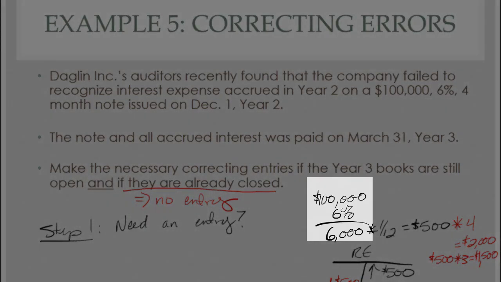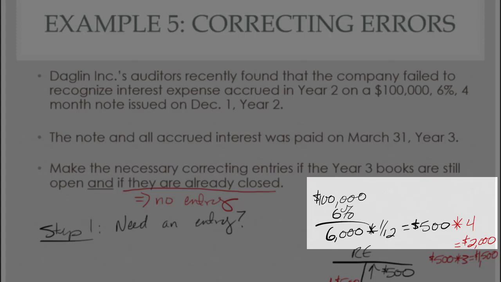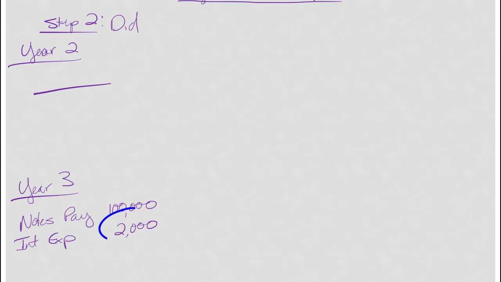$100,000 note, 6% interest, $6,000 a year, $500 a month, 4 months total: December, January, February, March. $2,000 total interest. I recorded all of that on March 31st of year 3, so there's that $2,000. And of course, I'm paying it off after 4 months, so I've got a credit to cash of 102.